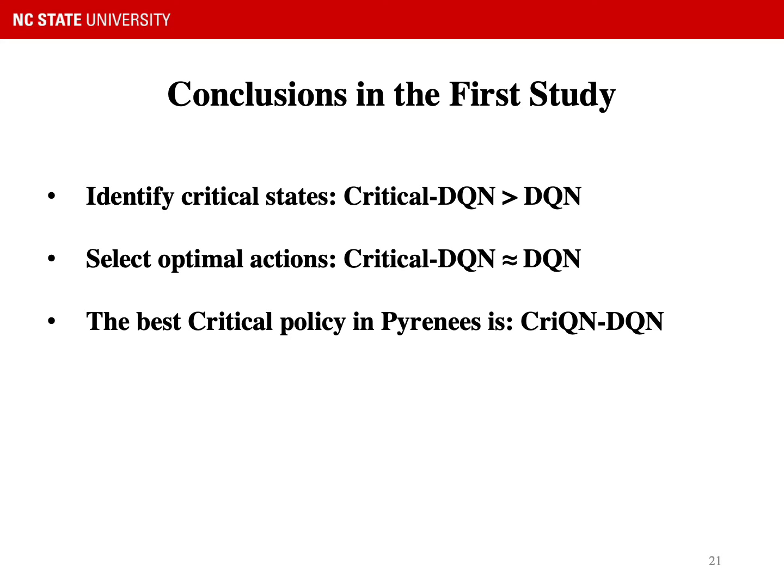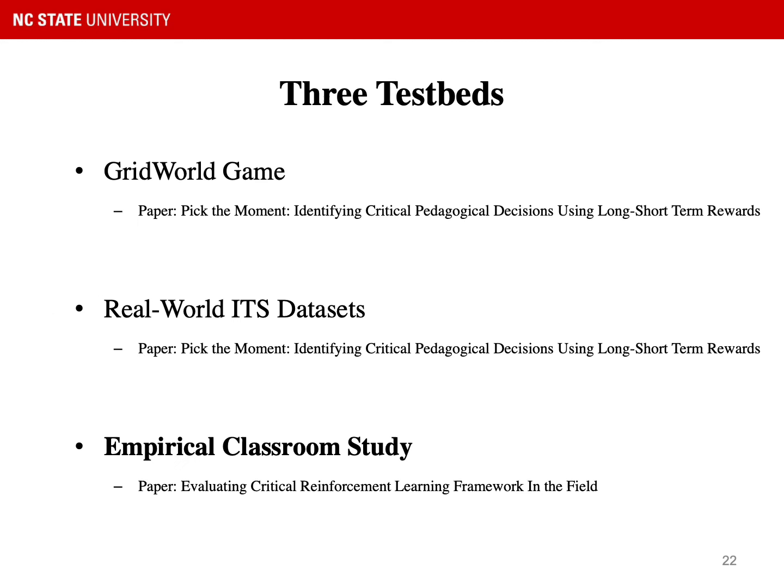In the first 2 experiments, we learned that critical DQN is better than original DQN in identifying critical states, but in selecting optimal actions, they perform similarly. And from the offline evaluation results, CQN-DQN is the best critical policy. So in the following classroom study, we will use this CQN-DQN as our critical policy.